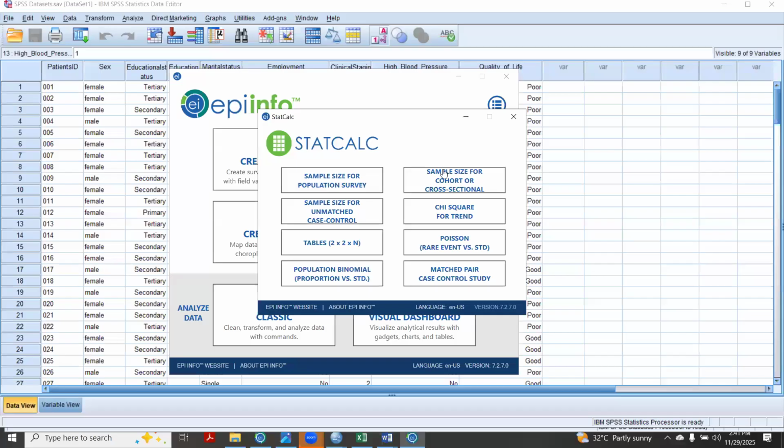For sample size for cohort or cross-sectional, that means a comparative. Cohort meaning a sample size for a study where you have exposed and unexposed. You come here. Then for unmatched case control, you come here. Okay.